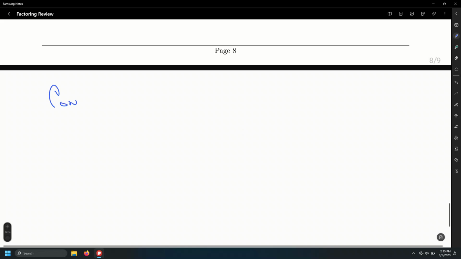So consider the following. Let's see. X plus 3 quantity squared. And how about x minus 5 quantity squared?